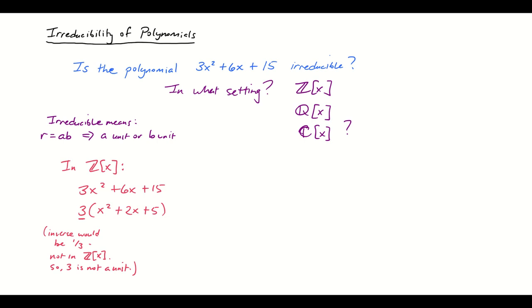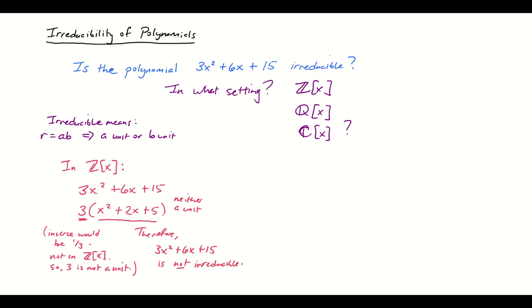And that's crucial here because that means that now I've factored 3x squared plus 6x plus 15 into one element, 3, and another element, x squared plus 2x plus 5. That is definitely not a unit. Neither of these is a unit. Therefore, since neither of these is a unit, 3x squared plus 6x plus 15 is not irreducible. It is reducible. And you might say, well, it's reducible in a stupid way, but it doesn't matter. We've factored it into two ring elements, neither of which is a unit. So that means that in Z[x], this polynomial is not irreducible.